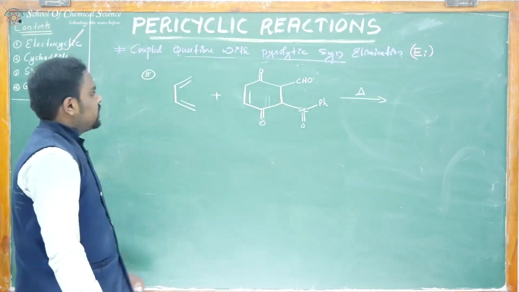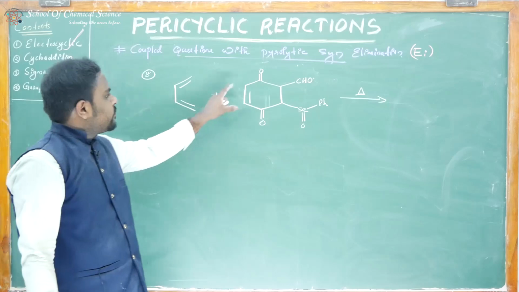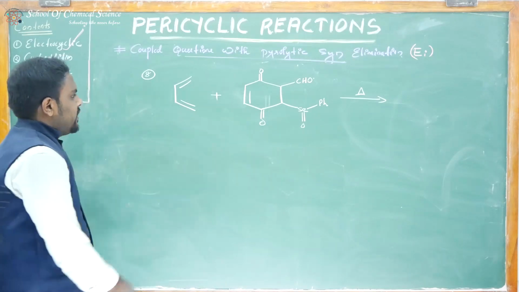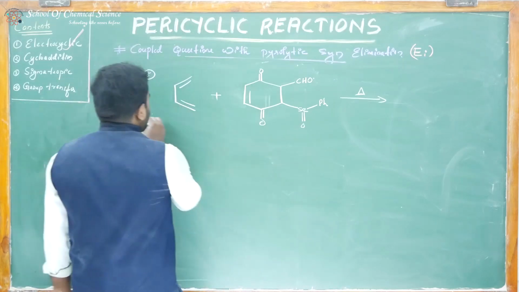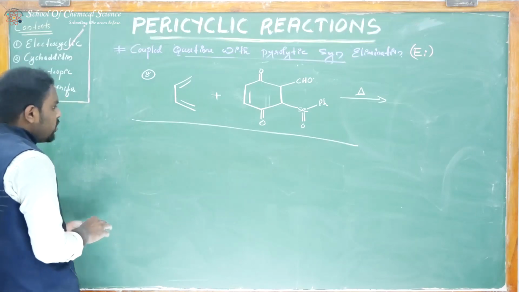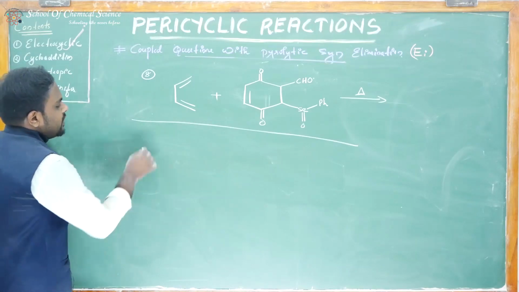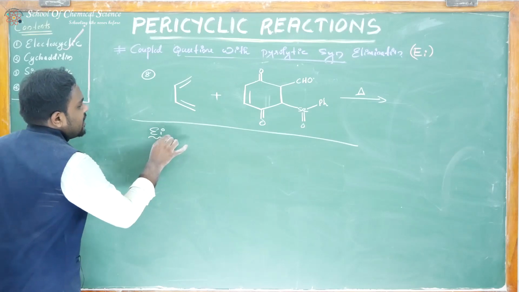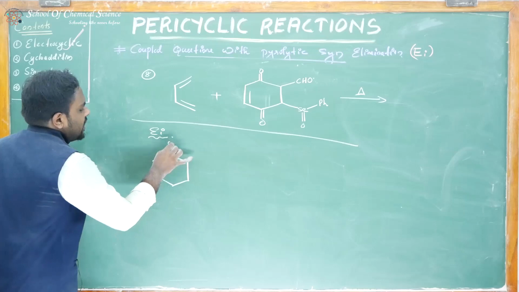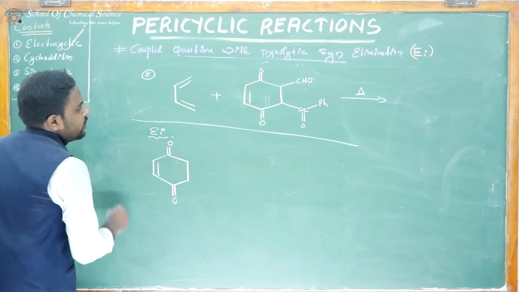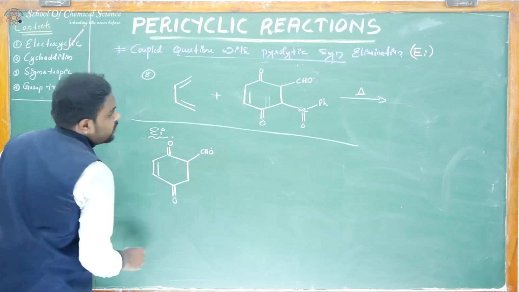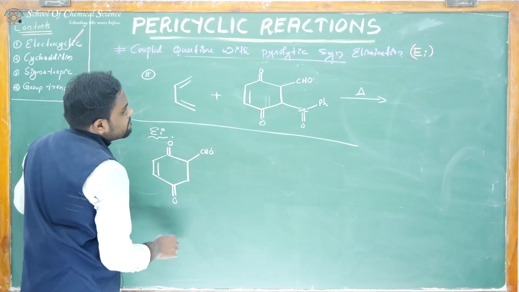What is the reaction? C double bond O. This is a quinone derivative. So a selenium oxide under thermal condition. So first pyrolytic syn elimination takes place. EI, pyrolytic syn elimination. So this is your generation of dienophile. C double bond O, C double bond O. Here a CHO group is present.